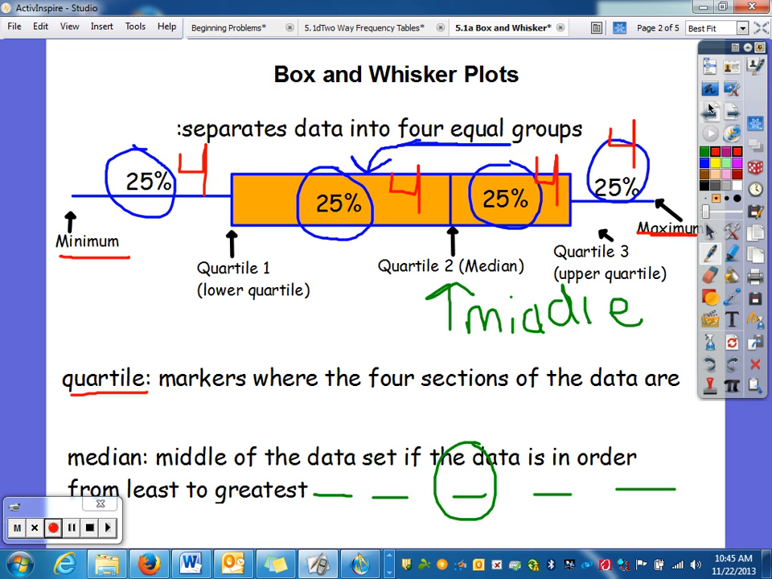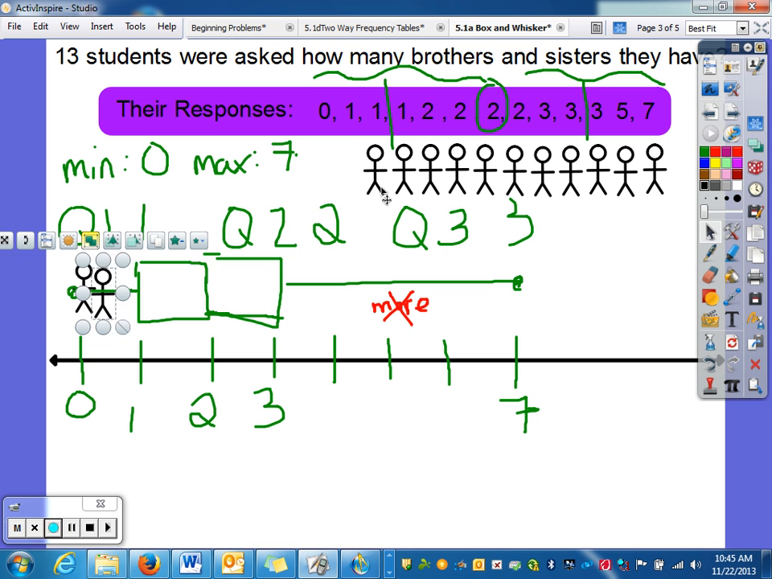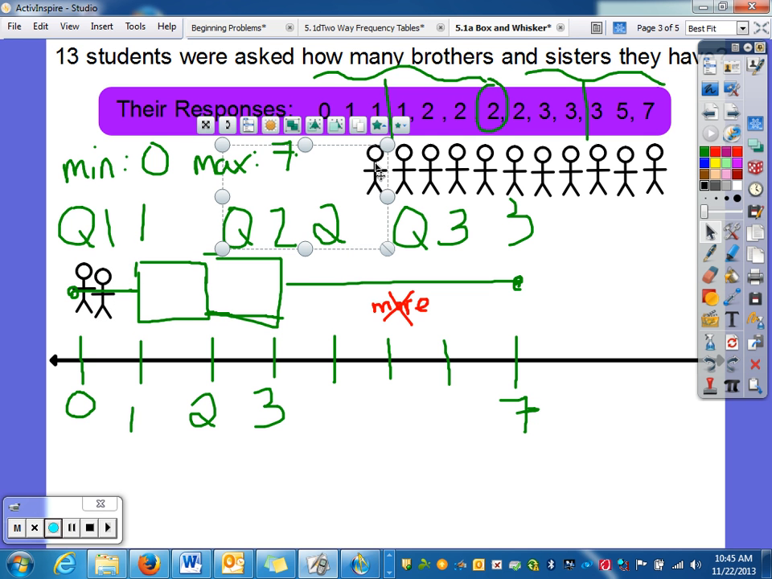If you remember here, we split the data into 4 equal groups. So if there's 4 people here, there's 4 people here, 4 people here, 4 people here. So notice I have all these little people, and I can put them in the section that they belong. So these 3 are below the first quartile. So these 3 students belong here. Sorry, I'm having issues dragging. Alright. Now these 3 are between the first quartile and the median, so they belong in this first box.